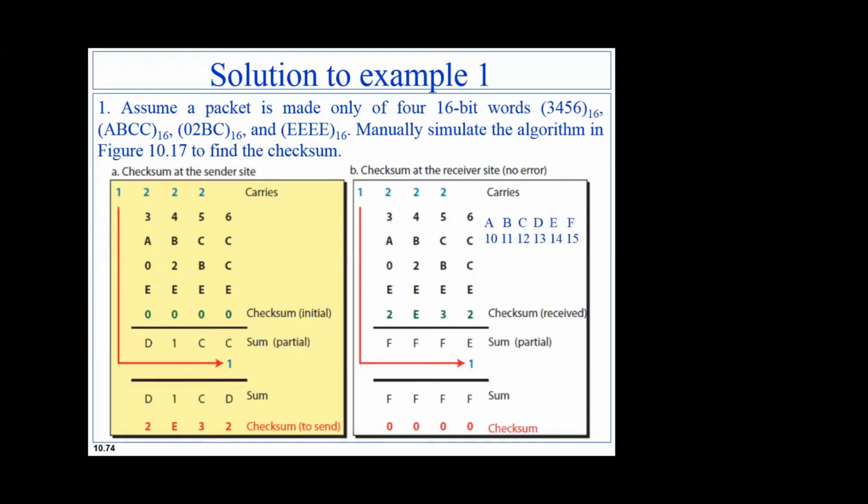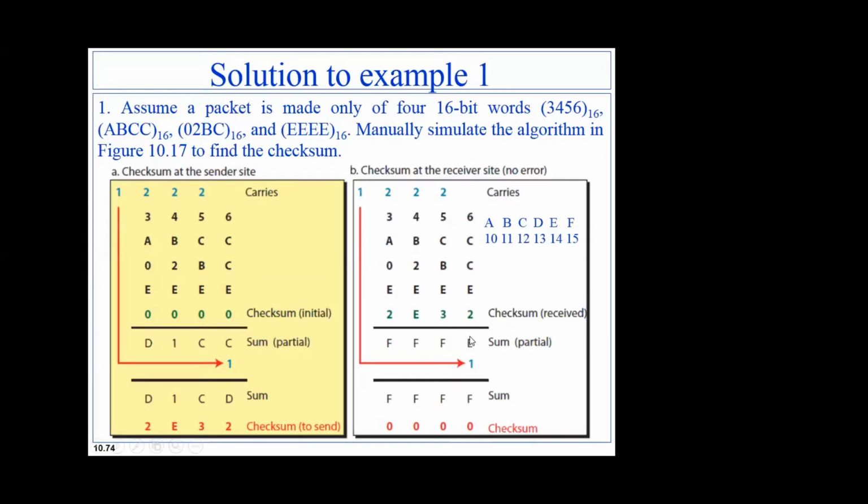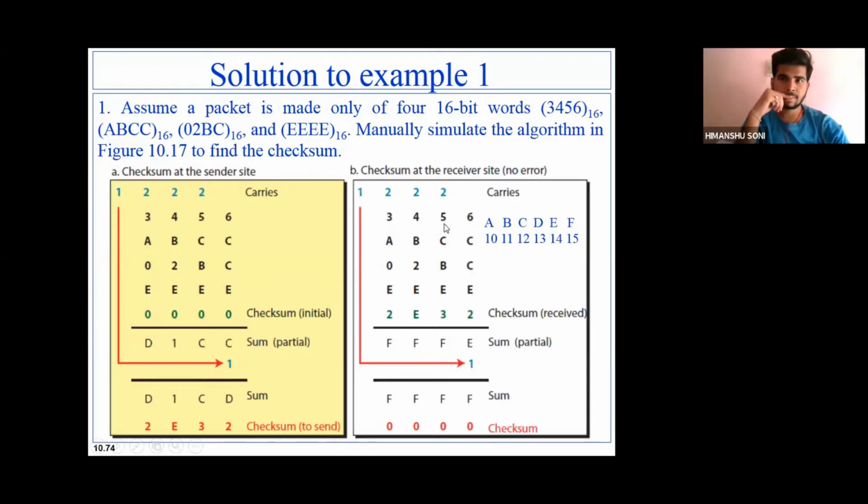14. What is 46 minus 32? 14. I have written E here. Have you understood? Is it visible? Now you add this.